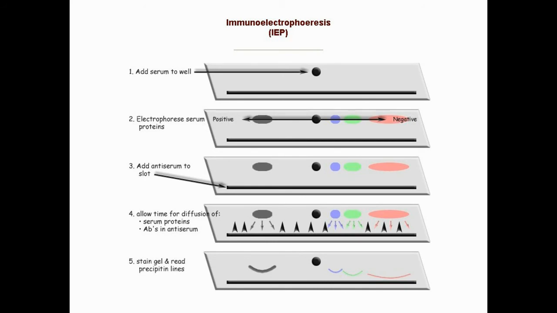So what is happening? This is a well, and we are adding the serum onto the well. Electrophoresis of serum proteins will take place. Since the biomolecules are negatively charged, they will move towards the positive end. Then anti-serum will be added into the slot.